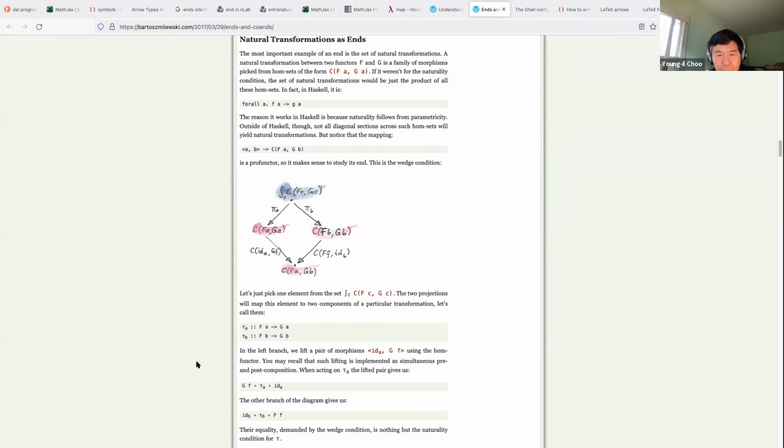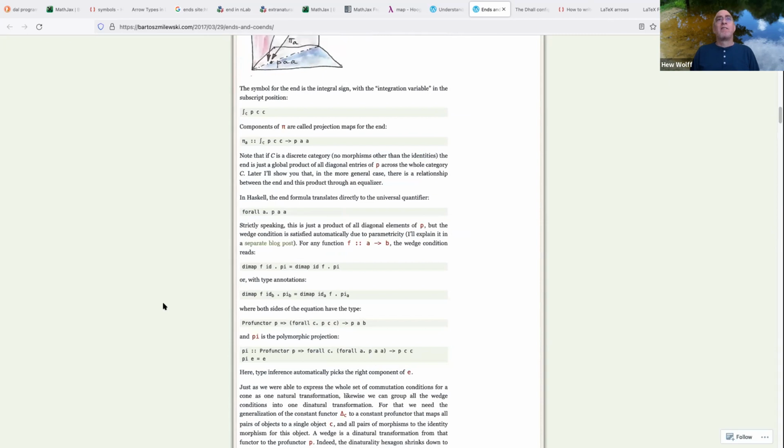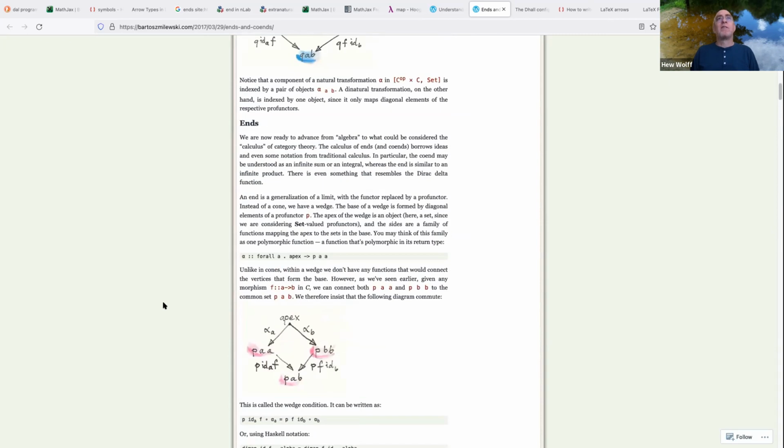Anyway, we wandered a little far from our paper, but I think this is all pretty interesting. He did say that ends generalize limits in some sense. Yes. End is a generalization of a limit. So does that mean we can regard any limit as an end?